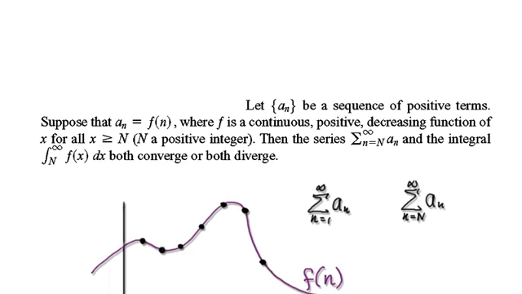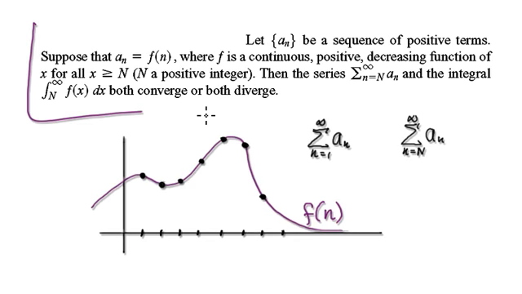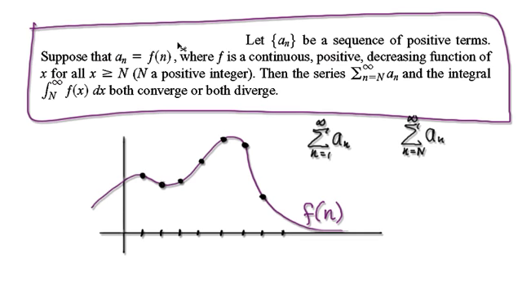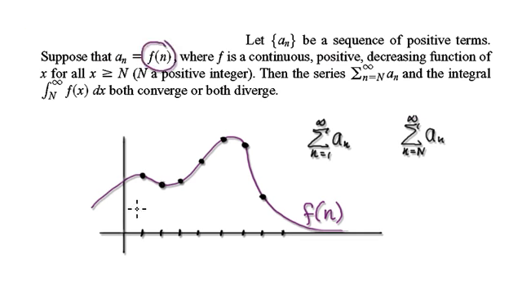Following on from some of the earlier videos, I just want to elaborate more on this theorem. So this theorem requires f of n to be continuous, positive, and decreasing. So if you have an f of n that's weird like this, you can cut it up right here, and then set your capital N to be here.